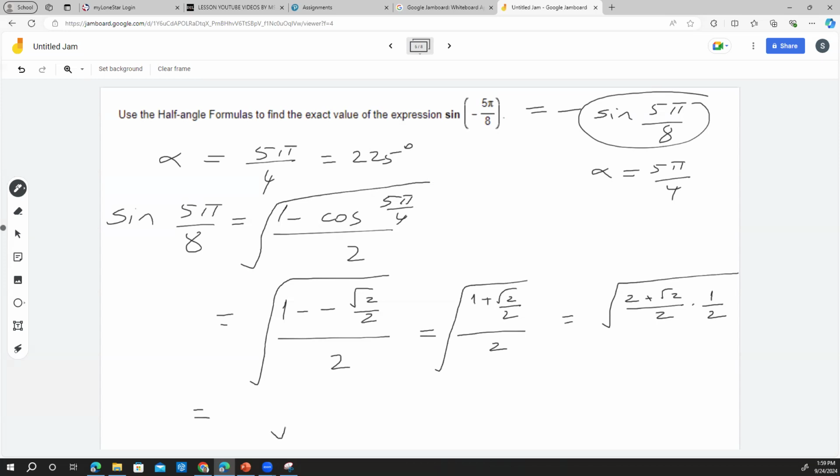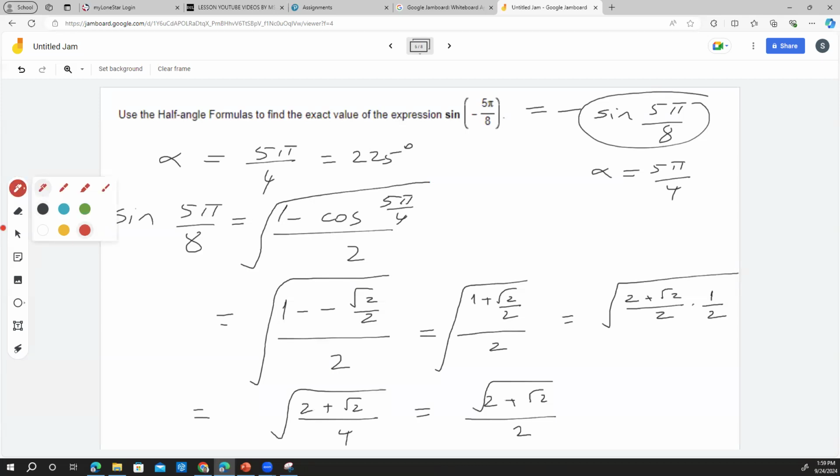So multiply the top by top and bottom by bottom, you will get 2 plus radical 2 out of 4, and then 2 plus radical 2 stays in the numerator, but the square root of 4 in the denominator is going to go outside as 2. Now, this whole thing is for sine of 5 pi over 8.